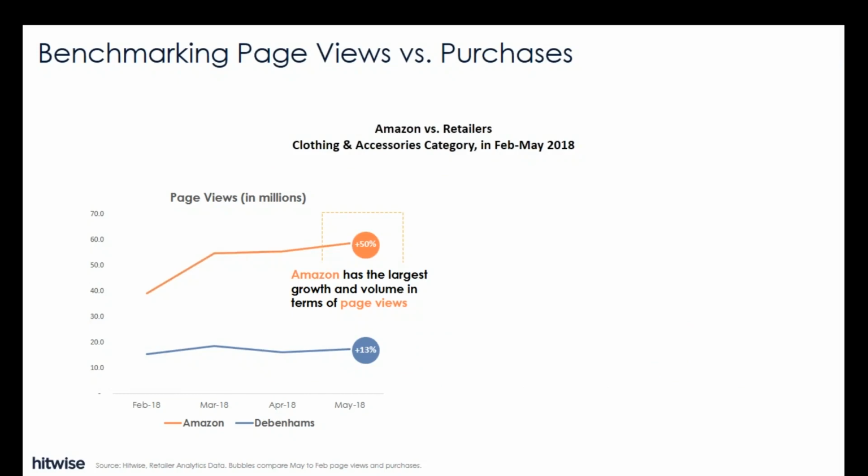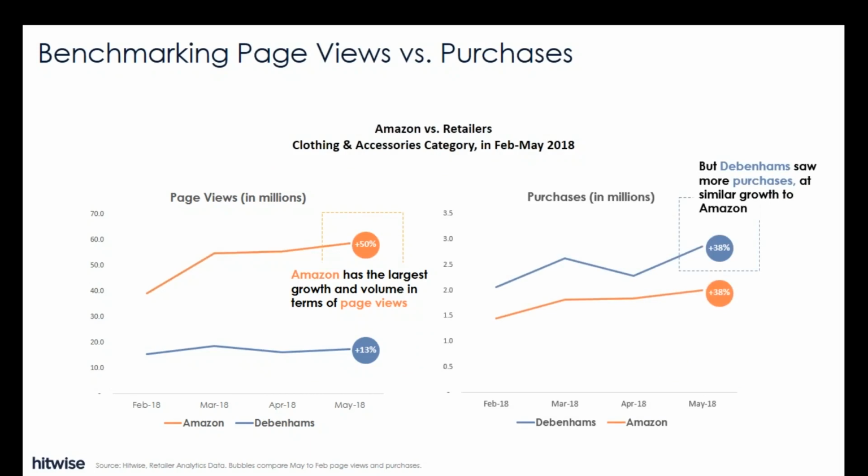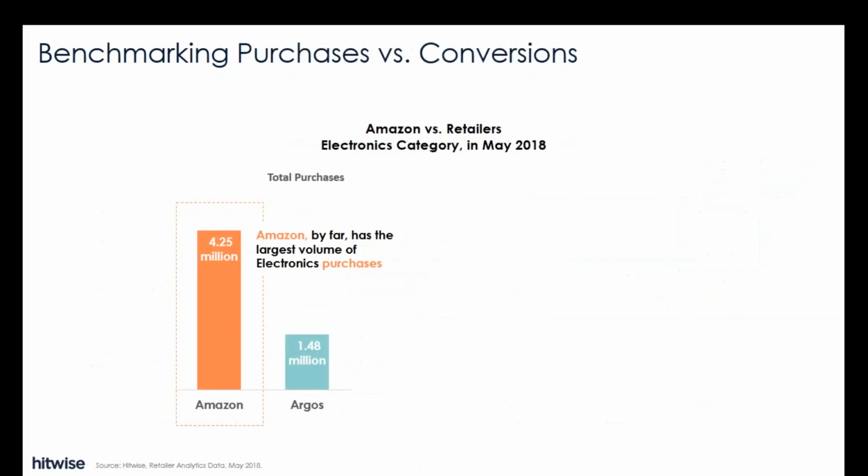In this chart, we can see that over that 4-month period, page views has risen by 50% compared to the 13% rise for Debenhams. But when it comes to actual transactions for this category, Debenhams in fact actually wins out and also saw an equal rise of 38% over these 4 months. So that example is comparing page views to purchases. Additionally, when we look at conversions versus purchases, it sheds another layer of insight.